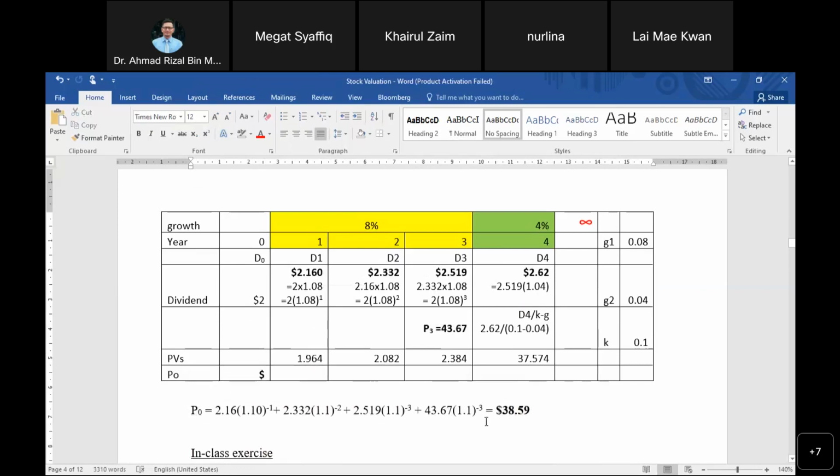Now, my question is, why didn't I include 2.62 here? Why didn't I continue with 2.62, which is D4, to the power of negative 4? Why didn't I do this? Why didn't I include D4 into the final calculation here?